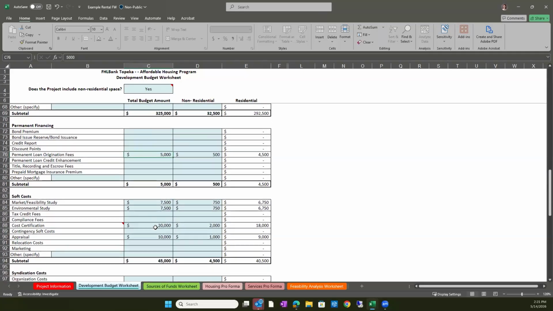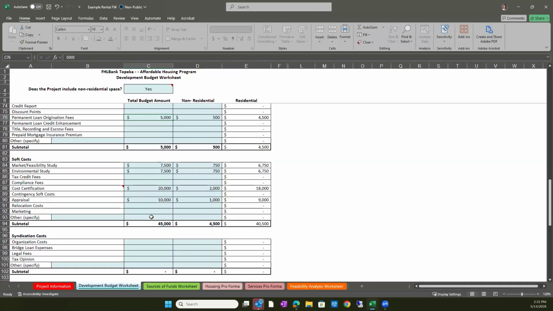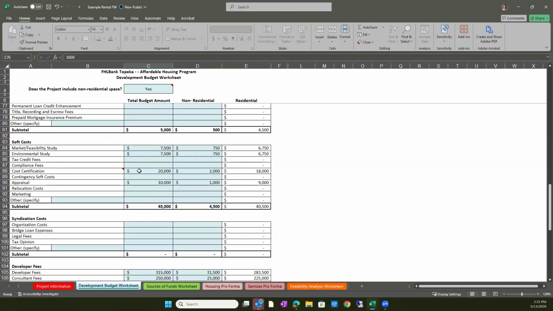Continuing down, we'll get to the soft costs section here. The item that I want to point out here is the cost certification. For the AHP program, all projects are required to get a third-party cost certification at project completion to verify the total costs in the development budget. So you don't need a cost certification right out the gate. We're looking for that at project completion, but you'll want to make sure that you have a cost entered here to get that cost certification done.